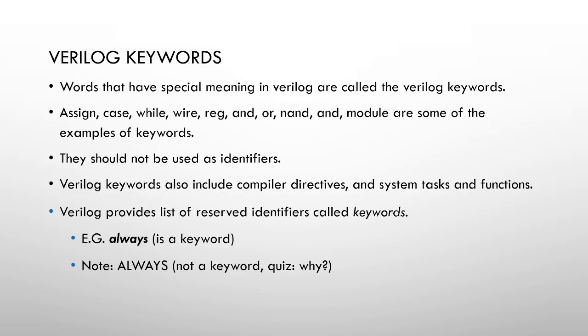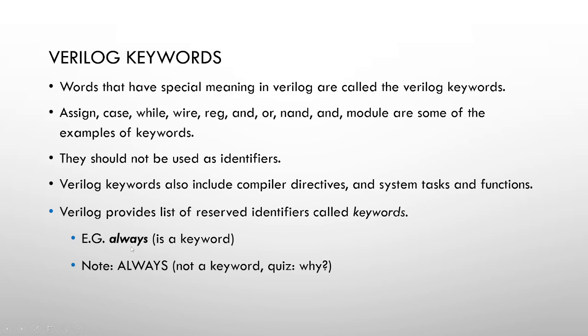And then coming to Verilog keywords. I have told you before what Verilog keywords are. Some of them are assign, case, while, wire, reg, and many more. Also, one important thing I already told you is that they shouldn't be used as identifiers. Verilog keywords also include compiler directives, system tasks, and functions. We'll see what these are further on.